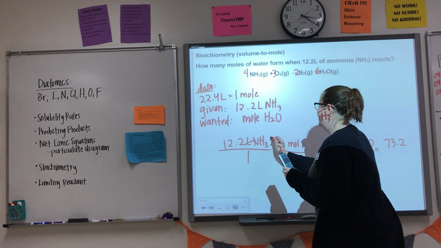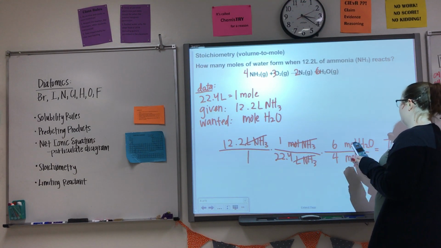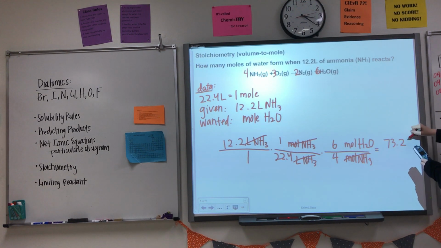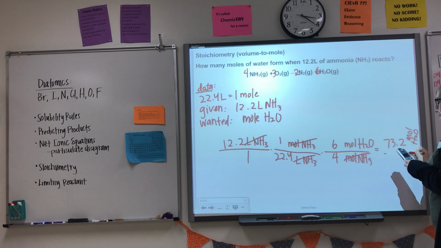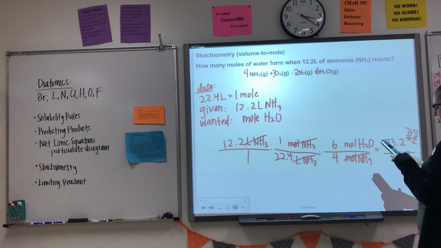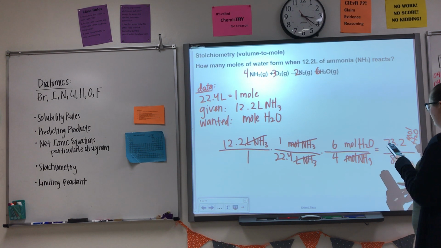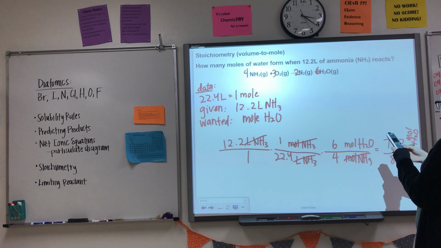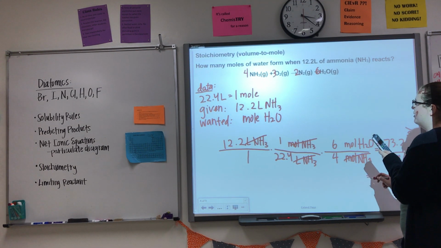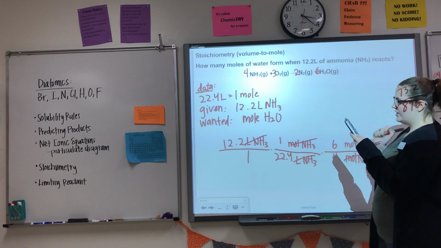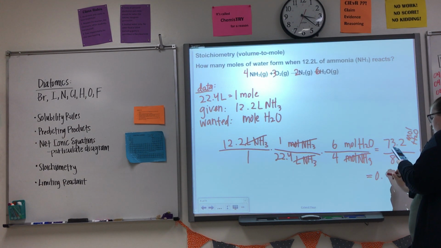What are my units? Liters, liters, moles, moles, mole of H2O. Which I'm going to kind of write a little crazy off to the side, but that's okay. And on bottom, I had 22.4 times 4, which gives me 89.6. So then 73.2 divided by 89.6. All right, I was given 3 significant figures, so I'm going to end up with 0.817 moles of H2O.